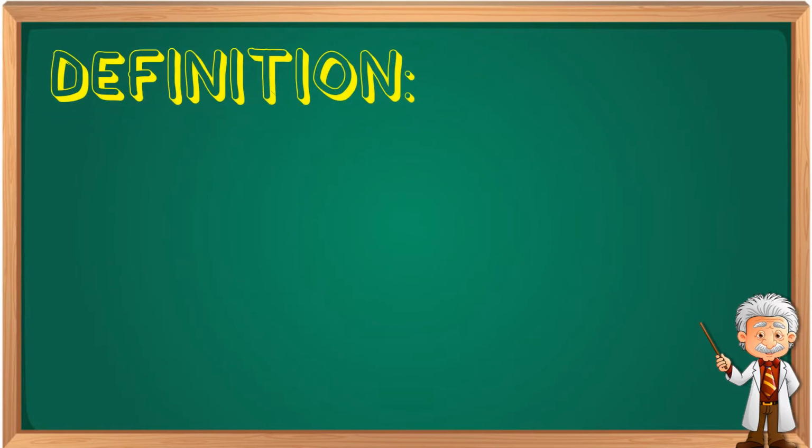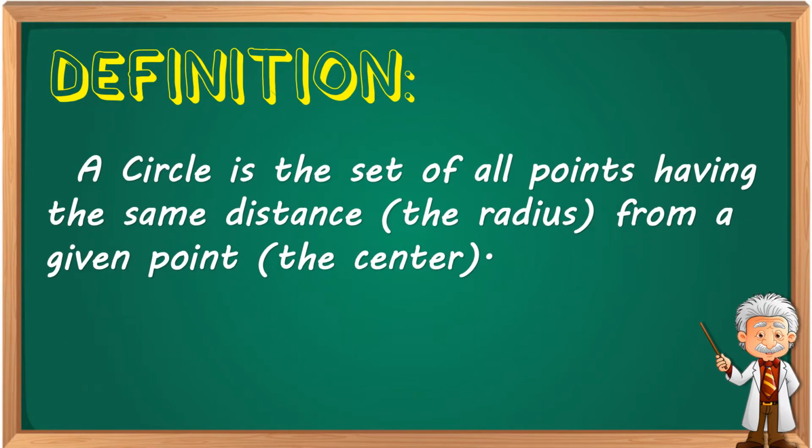Let's start with the definition of a circle. A circle is the set of all points having the same distance, the radius, from a given point, the center.